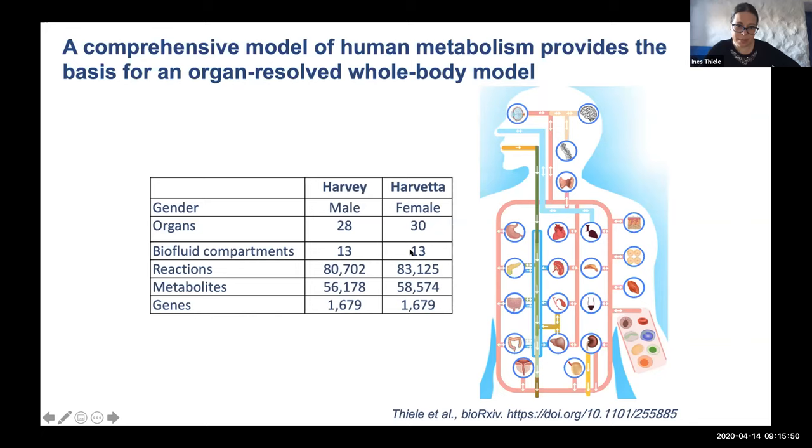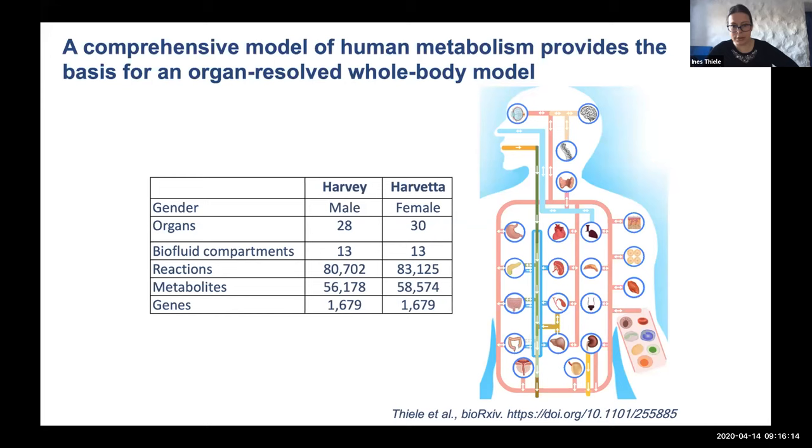Now there are 80,000 reactions, so that's really, really big. And it's a system of linear equations, so it can still be solved very efficiently. And we have 56,000 or 58,000 metabolites respectively. Those are not unique reactions or metabolites, but rather in each organ there can be repetitions.